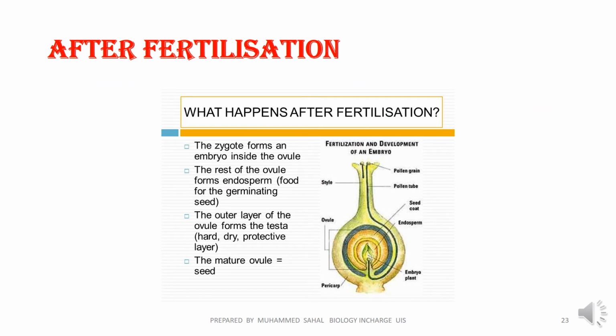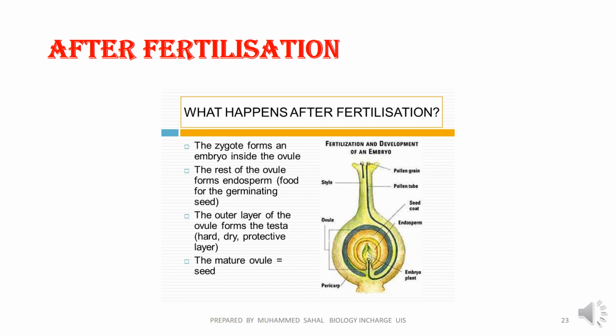Now, after fertilization, what happens? The zygote formed during the fertilization process divides many times to produce a group of cells which form a tiny plant. Structures that later become the root and shoot are developed and a food store is laid down. While these changes are taking place inside the ovule, the outer part of the ovule is forming a tough coat. When the changes are complete, the ovule has become a seed.